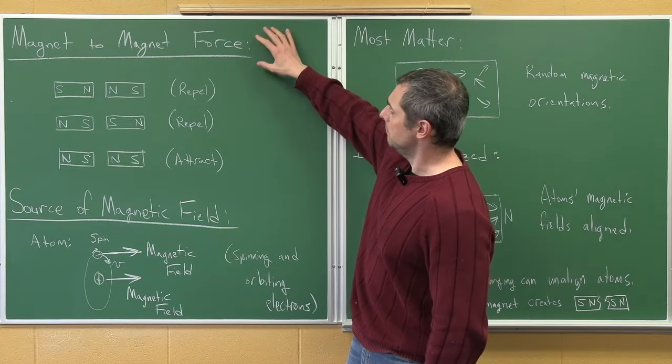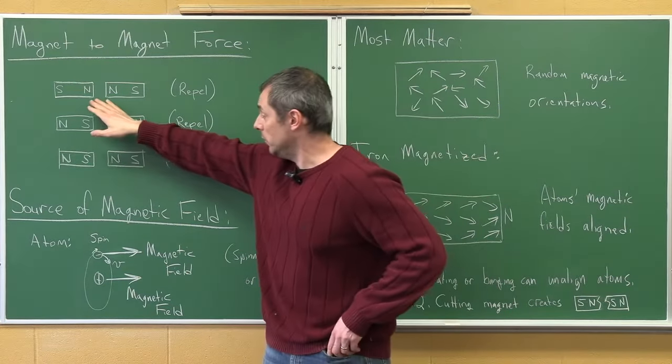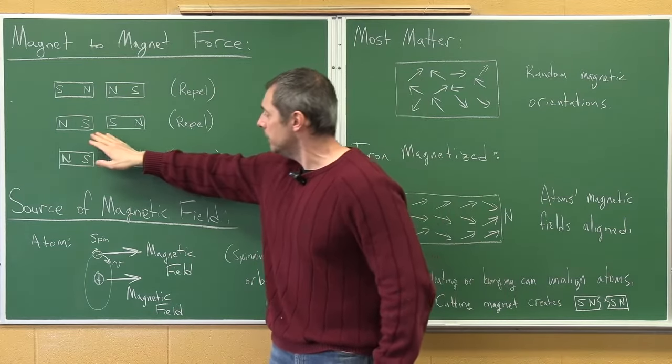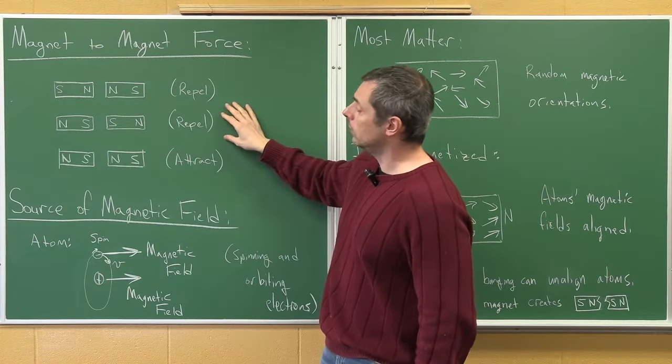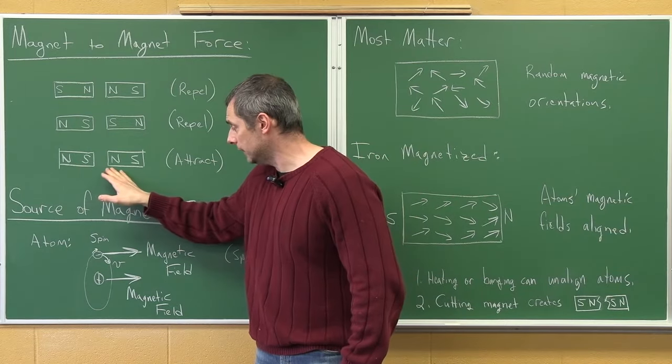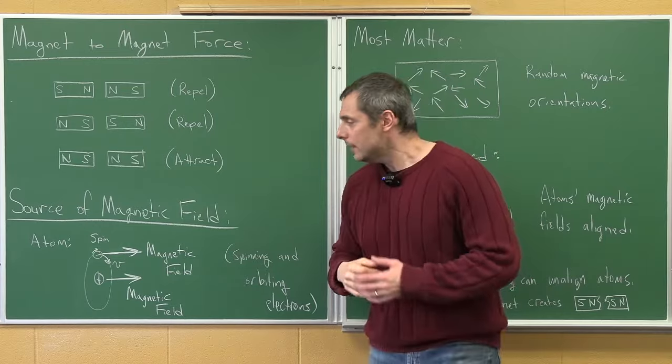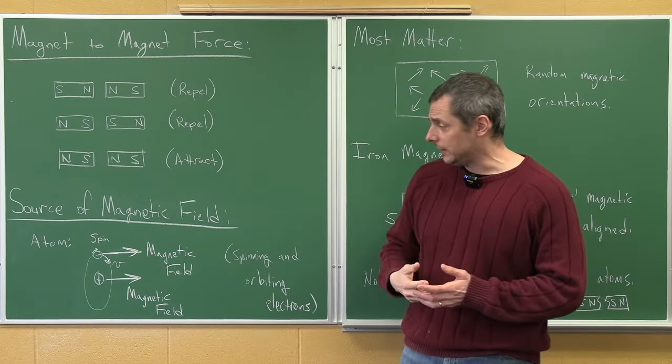Here's the pattern. Magnet-to-magnet force, if you have a north next to a north pole, those magnets will repel. If you have a south next to a south, those will also repel. But if you have a south next to a north or a north next to a south, you'll get an attraction. But where did this magnetic effect come from?